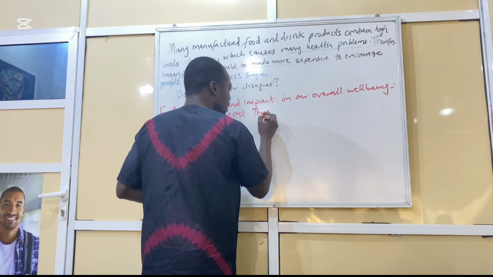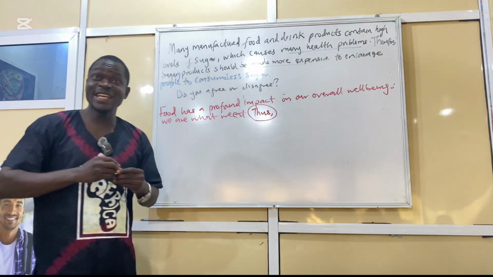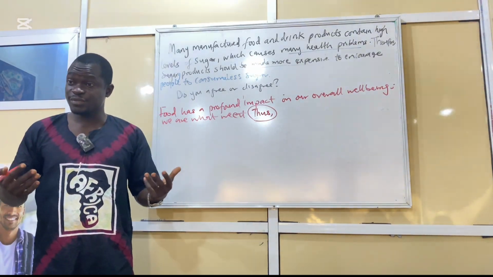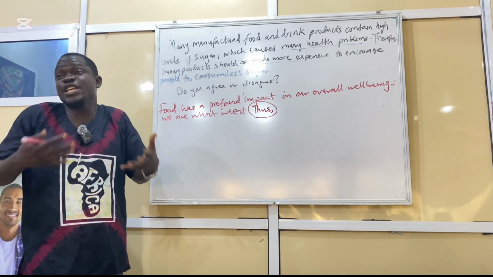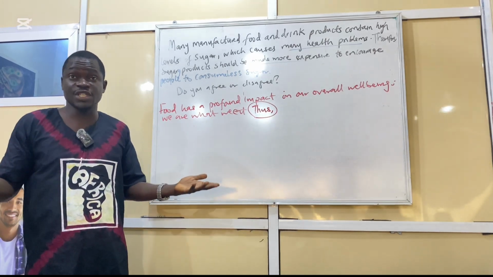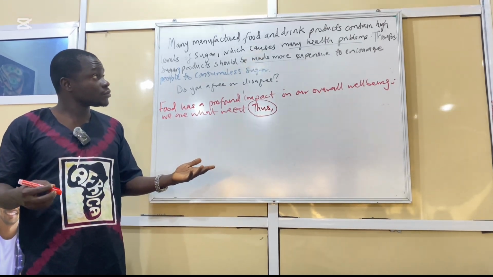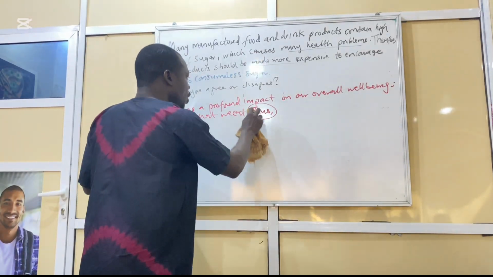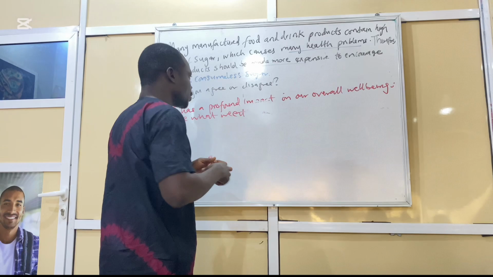Thus, what's this thus? It is a linking word. I would say therefore, I would say for this reason. I would say in lieu of this, in light of this, in view of this. Sure, you get it. Or I may just go on.